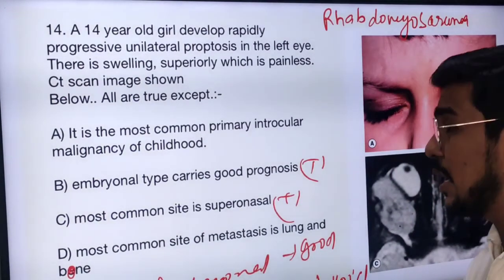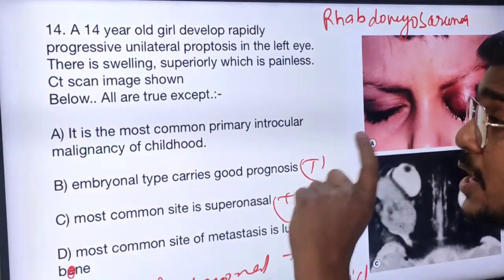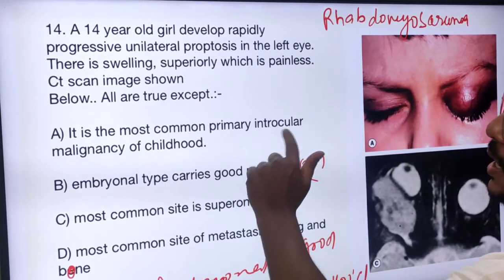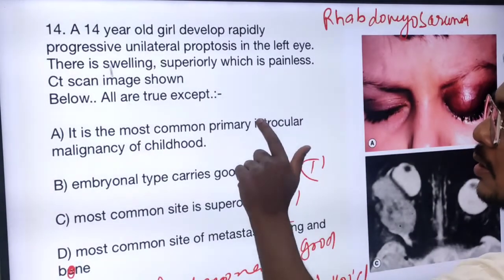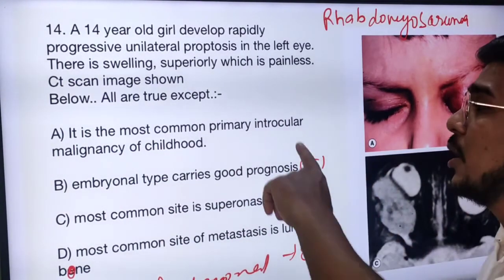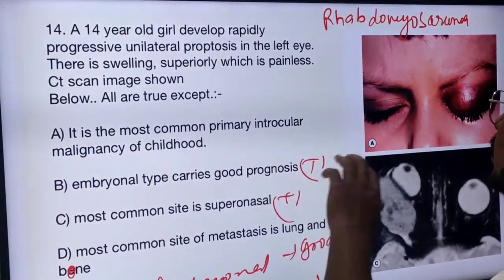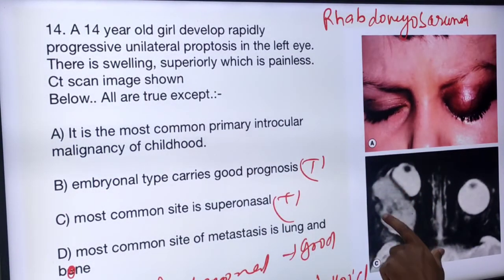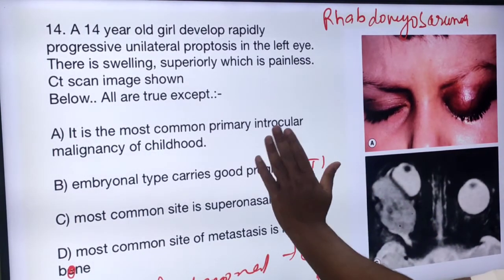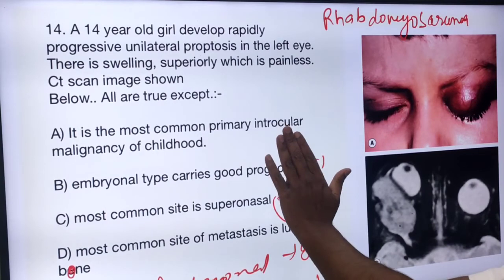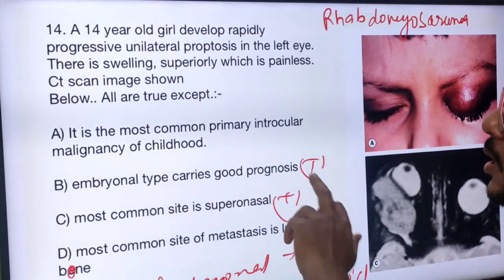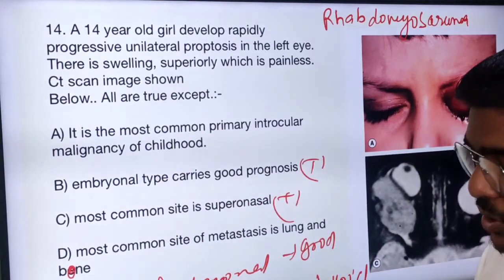Why is it not true? You must be amazed. Just read the line: it is the most common primary intraocular malignancy of childhood. Do you think it's the right statement? Intraocular. This is orbital. It's extraocular, na? This is orbital, not intraocular. So if it was written primary orbital instead of this, it would have been the right option. But intraocular tumor is a false statement.